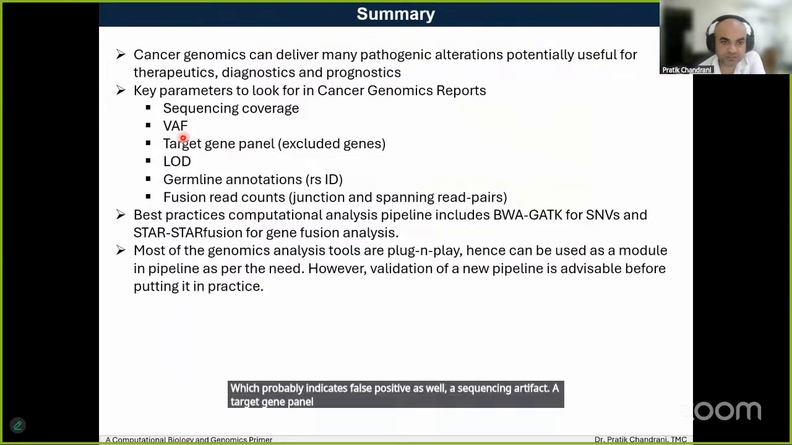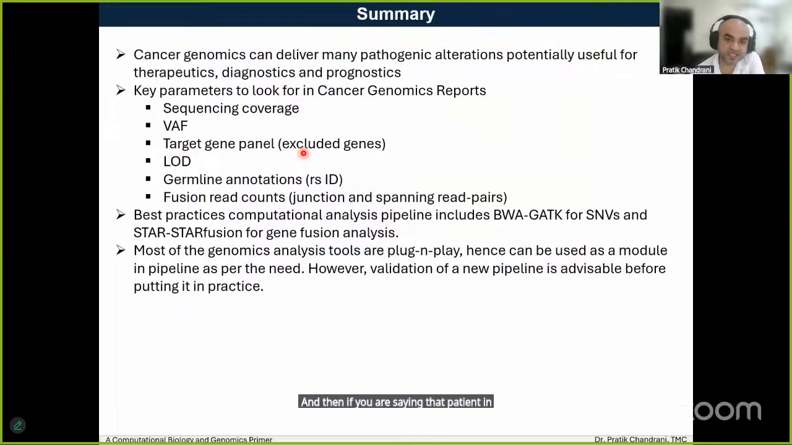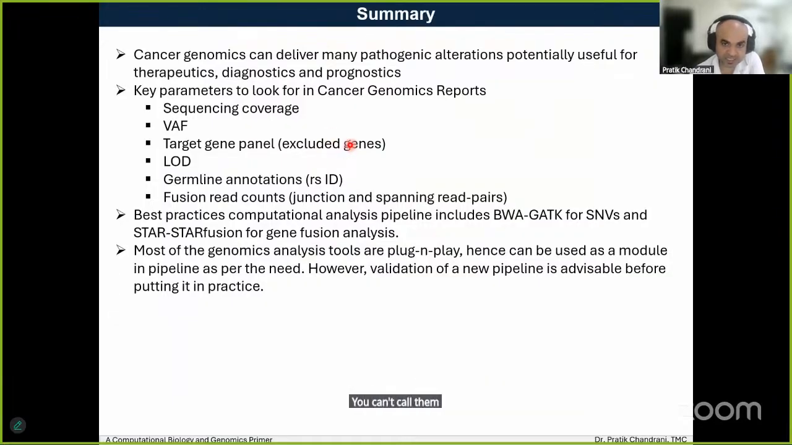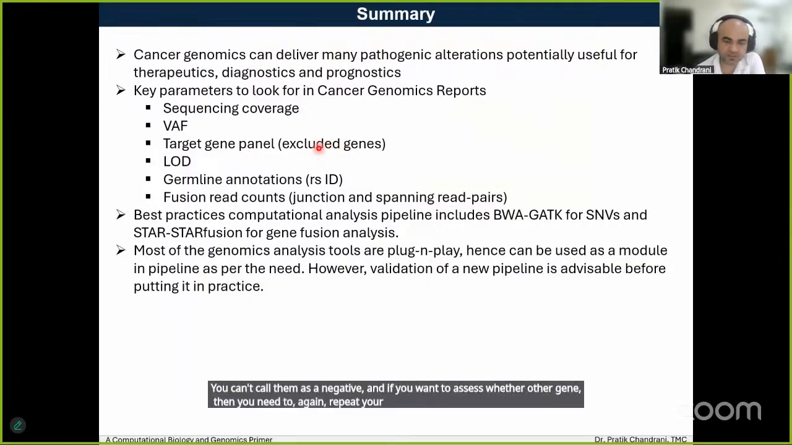If you are sequencing a particular gene panel having genes A, B, C, and then you say that the patient is negative for gene D, then that is a wrong interpretation. So always remember what you are sequencing and how you are interpreting. Pay attention to the genes which are excluded when you are doing small panel based sequencing. You can't call them negative, and if you want to assess those other genes, then you need to repeat your NGS experiment by including those genes in your sequencing assay.